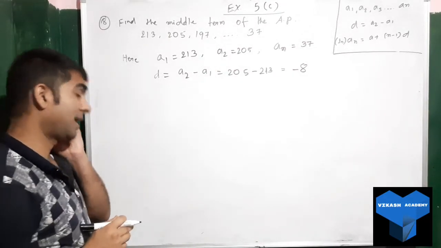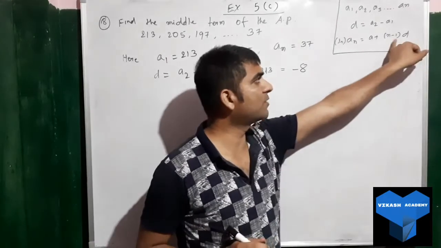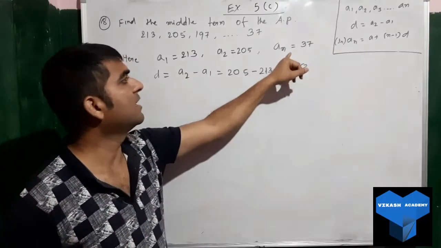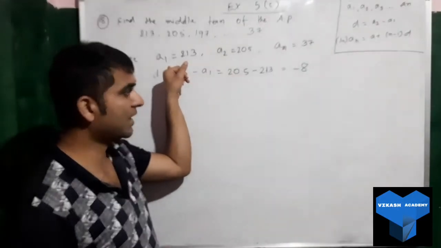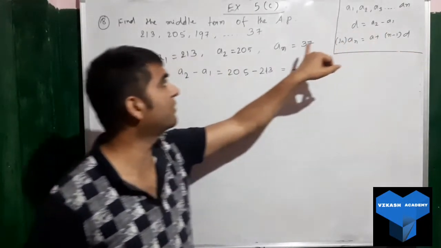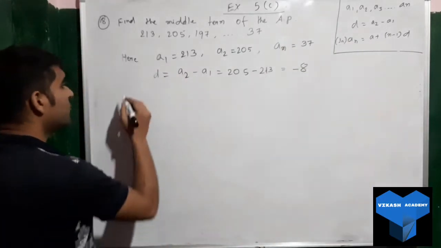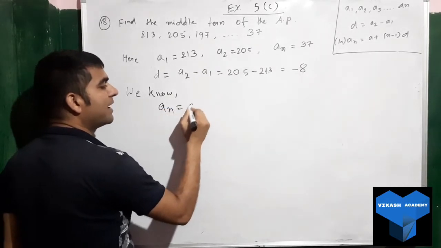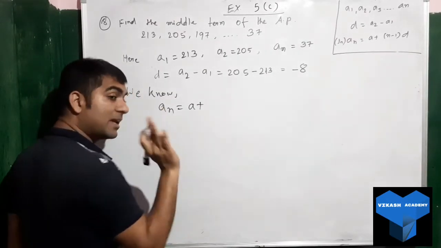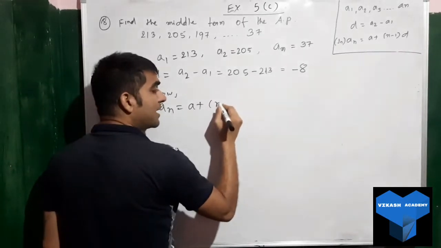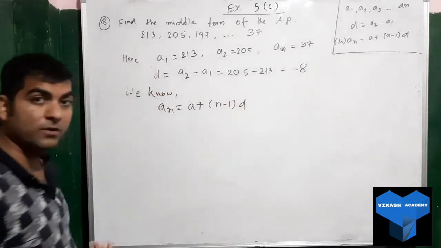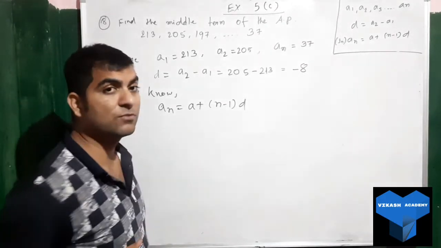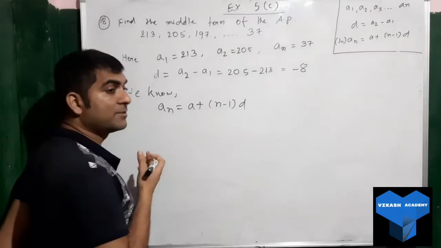Now what do we have to find? n, right? So for n we can use this formula. We have an here, a value or a1 here, and d, the common difference, is here. So use that formula. We know an is equal to a plus, or a1 plus, same thing, remember that, (n minus 1) into d. So hope you understood this formula and learn it. We cannot deduce this formula at this stage, so we will just try to remember it.